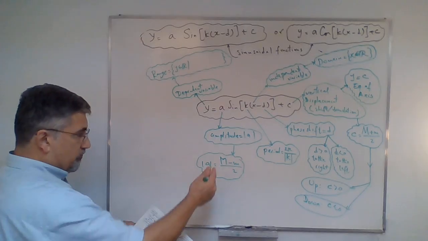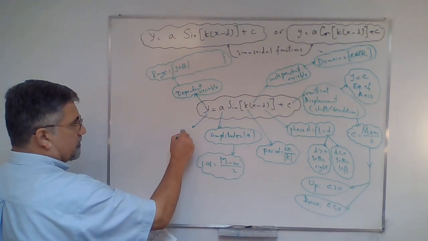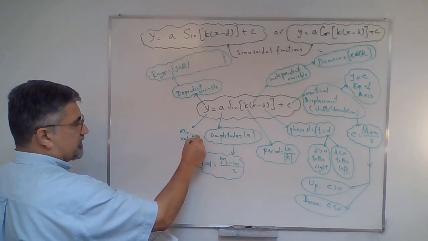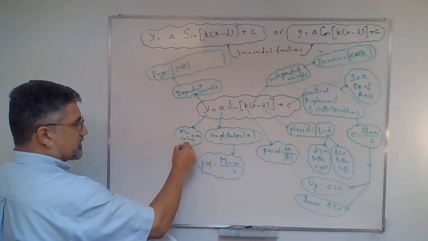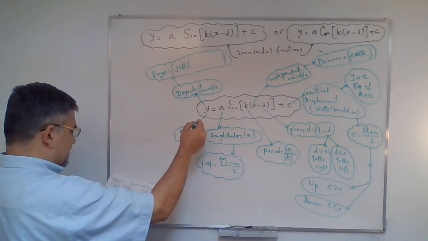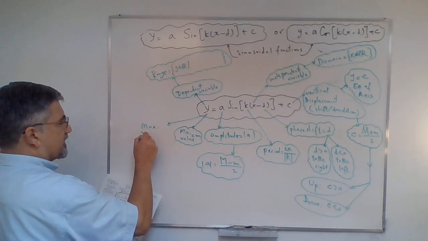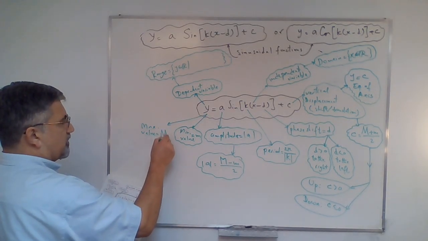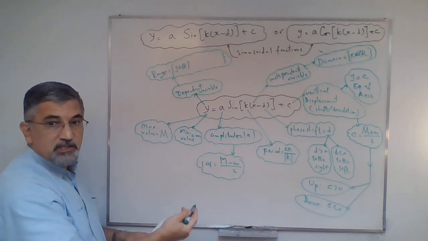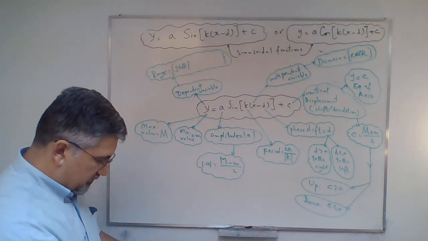The lowercase m that I write is actually the minimum value. Okay, so minimum value of y, I show it with lowercase m, and the maximum value of y, so max value is denoted by capital M. So this capital M and lowercase m stand for max value and min value of the sinusoidal function.